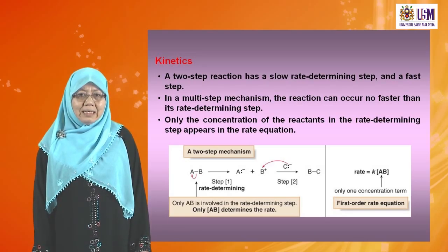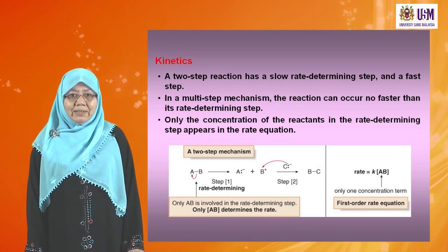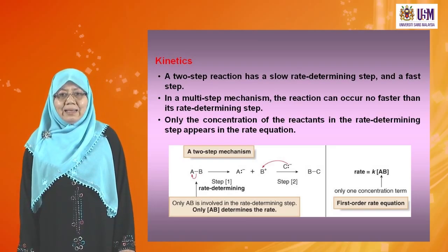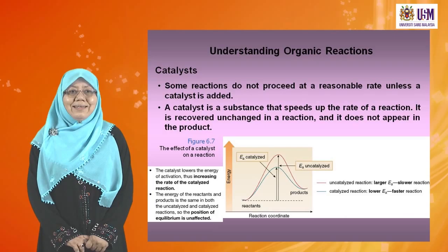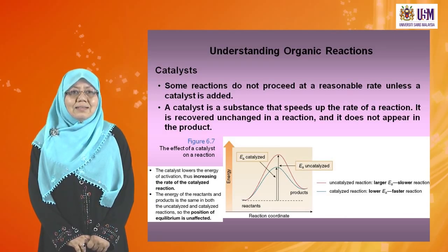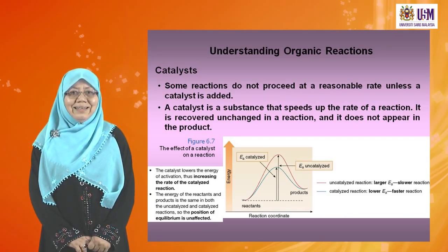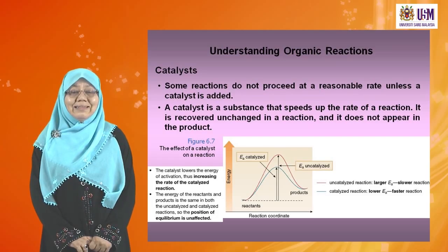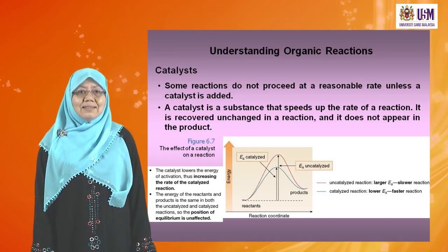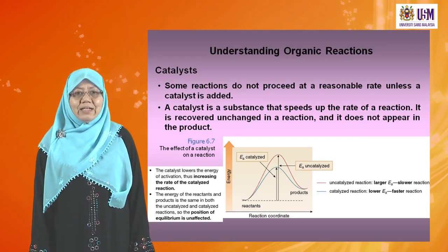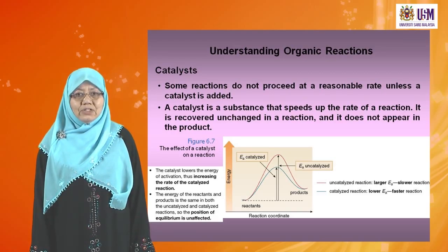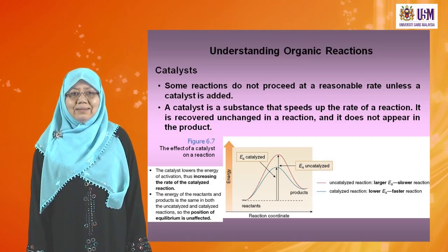You can see now when we write the rate equation, rate is equal to K times the concentration of AB. And this is a first order rate equation. Let us see now the effects of catalysts. Some reactions do not proceed at a reasonable rate unless a catalyst is added. A catalyst is a substance that speeds up the rate of a reaction. It is recovered unchanged in a reaction, and it does not appear in the product.